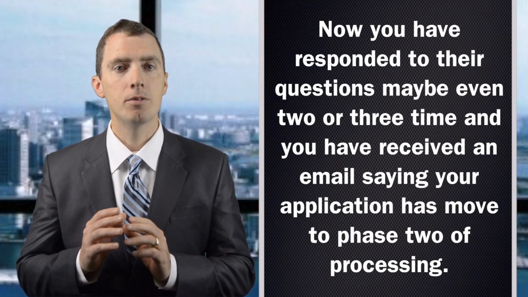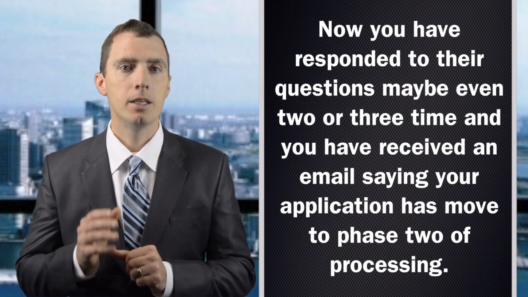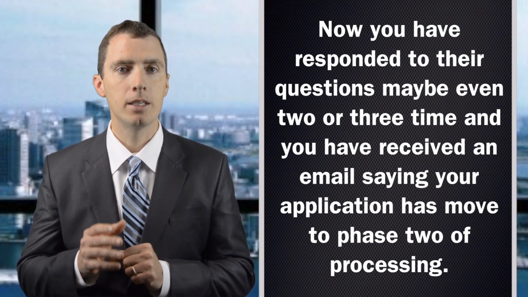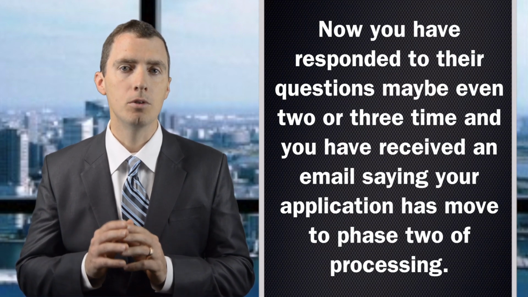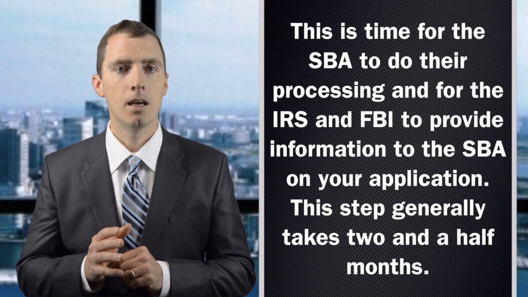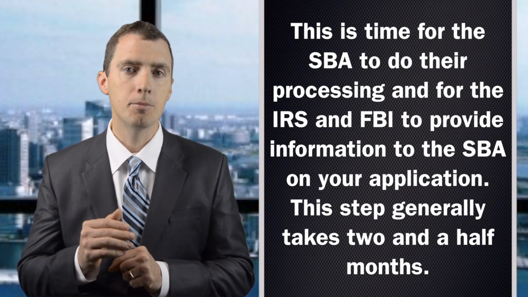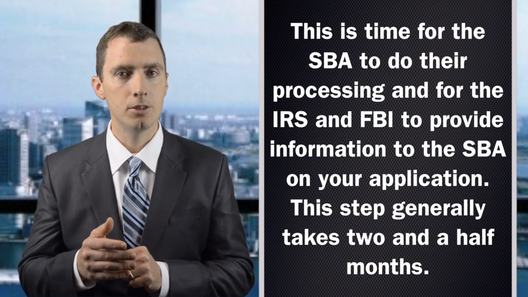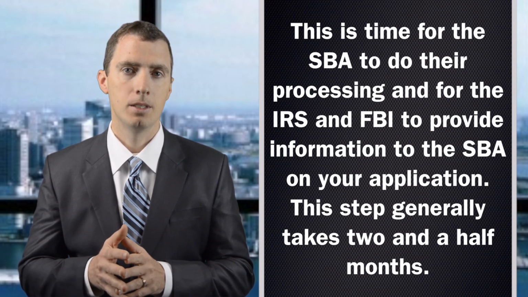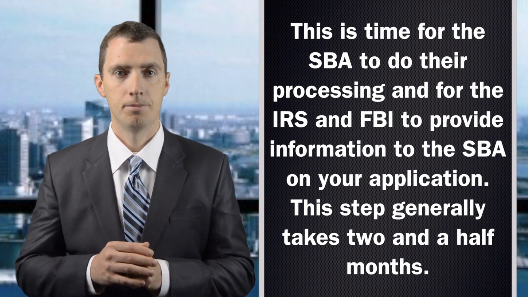9. Now you have responded to their questions, maybe even 2 or 3 times, and you have received an email saying your application has been moved to phase 2 of processing. This is time for the SBA to do their processing and for the IRS and FBI to provide information to the SBA on your application. This step generally takes 2.5 months.